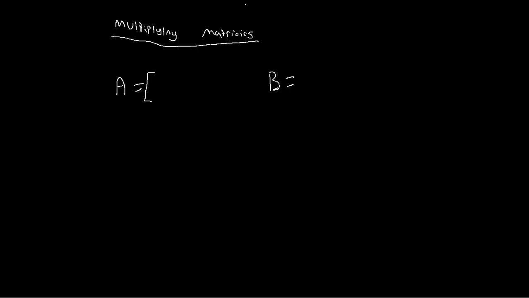We're going to do 2 by 2 because it's the easiest to start with. And we're going to define A as having values A, B, C, and D as its elements. And we're going to define B as having E, F, G, and H as its elements. Okay? And then we're going to ask ourselves, what is A times B?